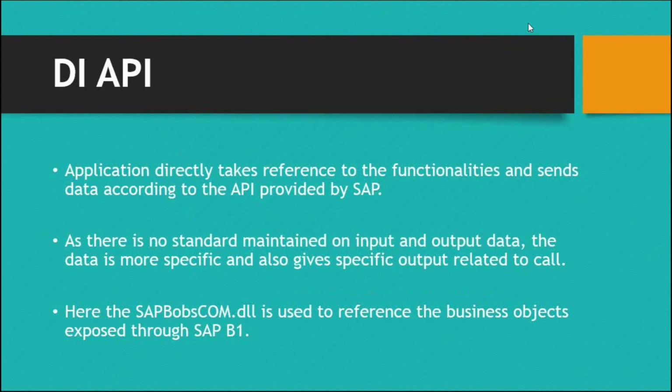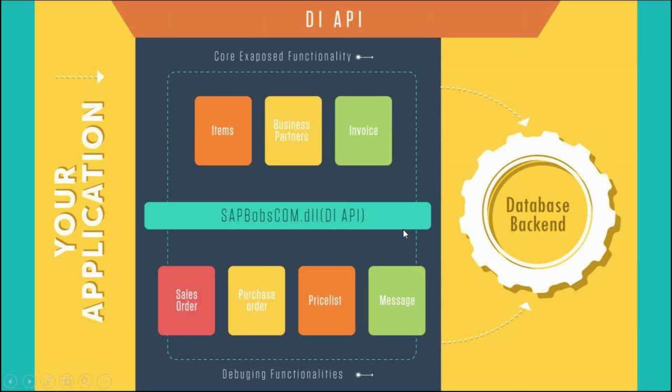Now DI API is a free API system that is provided with SAP Business One, and you can pass data through the COM interfaces. You have a number of COM interfaces, the DI product, sales, etc., and you need to use SAP bobs.com.dll to reference the data and pass it to the DI API systems. Now this is how DI API works.